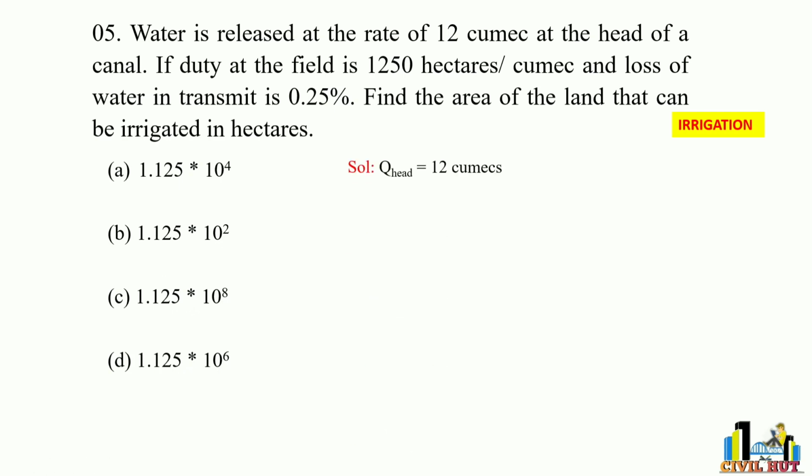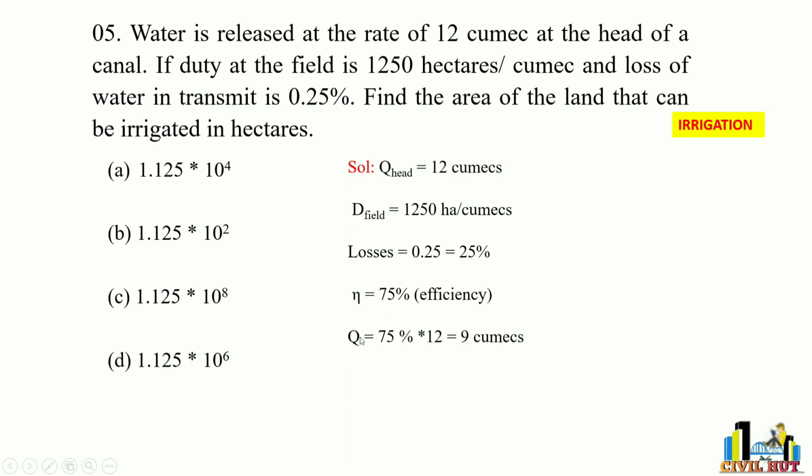Going to the solution, first, given Q at the head is 12 cumecs, which means meter cube per second. The duty of the field is 1250 hectares per cumec and the loss of water is 0.25, that is 25 percent, so the efficiency is 75 percent, 100 minus 25. Q equal to 75 percent of the Q head, which is 12 into 3 by 4: 4 3s are 12, 3 3s are 9 cumecs.